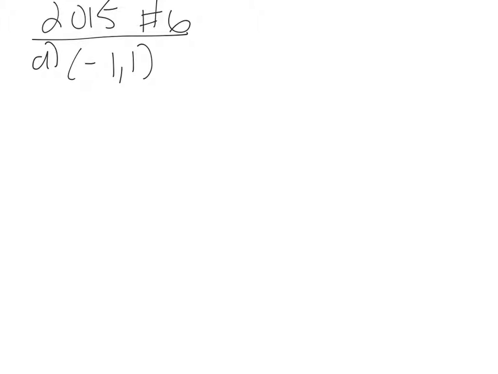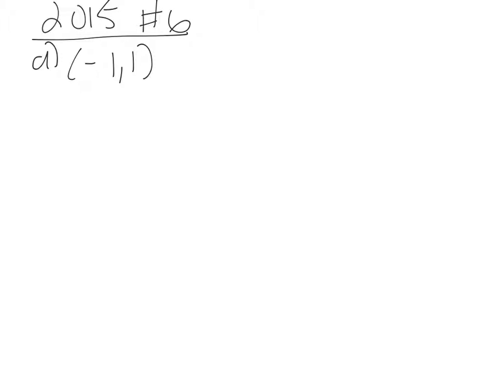So this is the last question in 2015, number 6. And this is our implicit differentiation problem. The first part, A, asks you to find the equation for the line tangent to the curve at (-1, 1). Well, they give us the x and the y value, which is nice. I mean, they have to, but you don't have to go and find a y value.